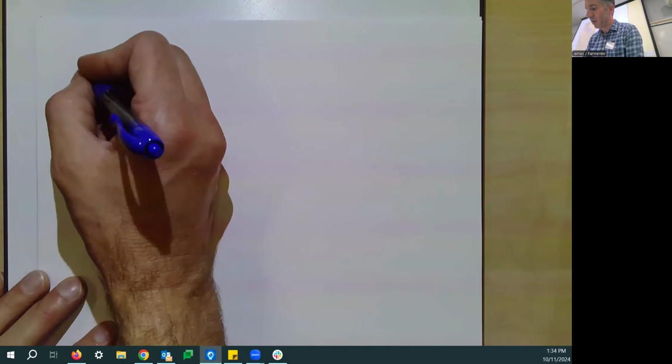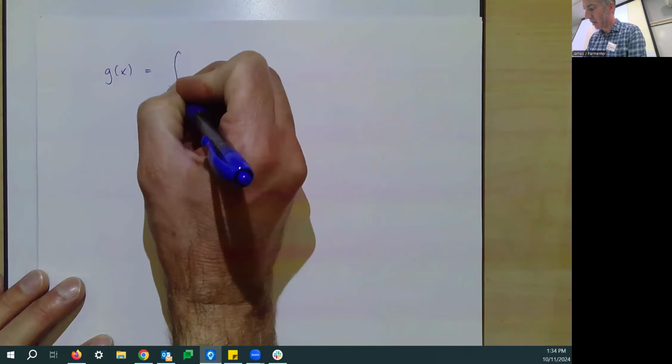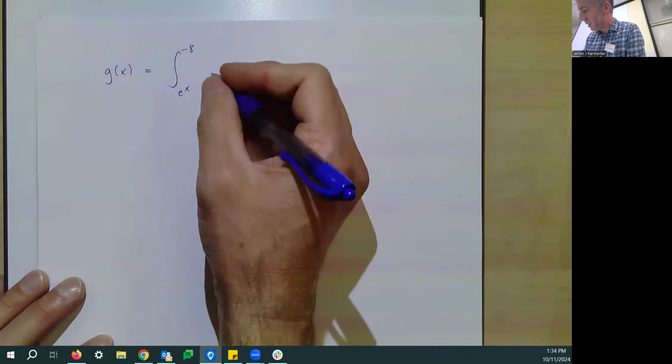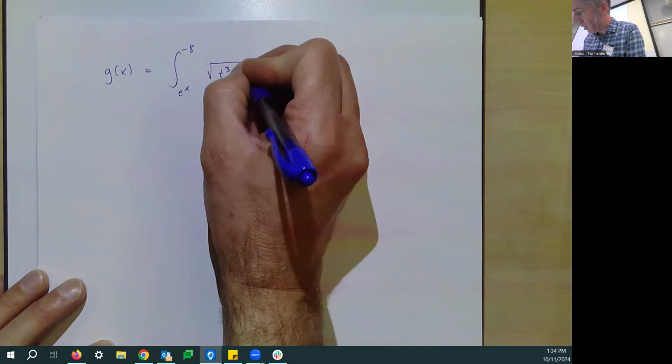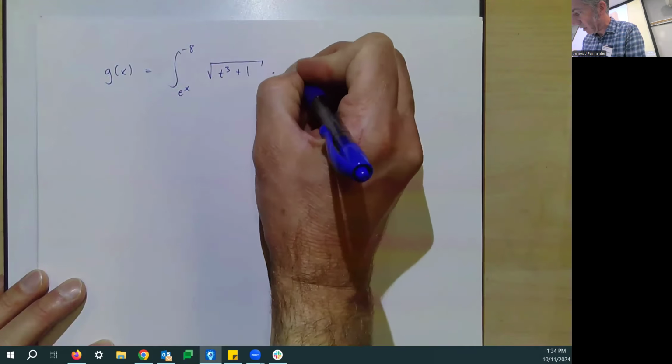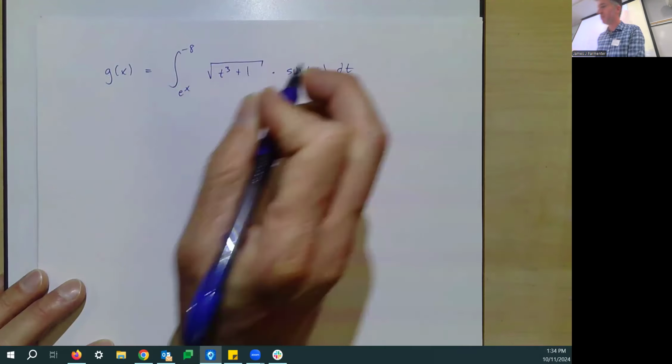It's just what kind of confused me is the integral. It's from e to the x to negative e. Okay. Sure. So let's look at something like, I'm assuming they're saying something like g of x is equal to the integral from e to the x to negative 8 of something terrible like the square root of t cubed plus 1 times sine of t, just to make it extra terrible.